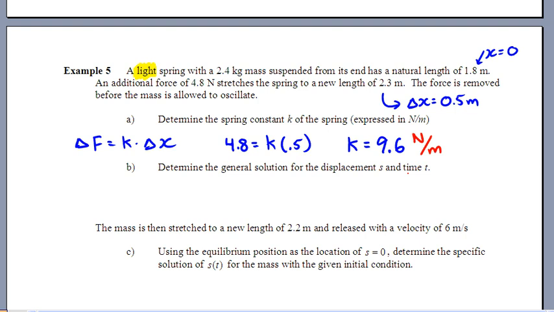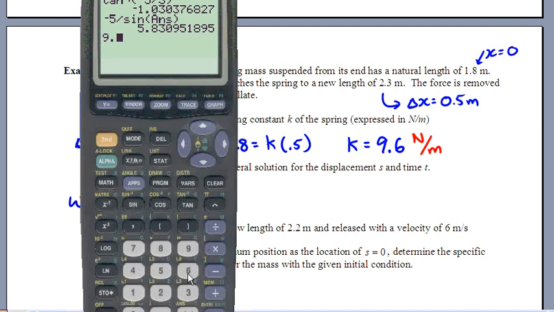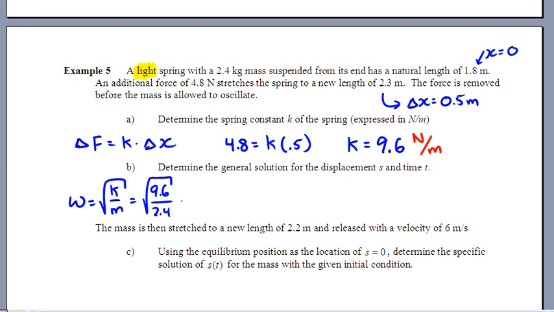Well, to do that, we're going to need to know the omega. So we have the K, we have the M. I know that omega, the bouncing rate, is the square root of K over M. So it's going to be the square root of 9.6 all on top of 2.4. Okay, well that sounds like it's going to be a nice number. Double checking. Yep, that's a 4, all right. So we've got the square root of 4. We've got a nice healthy 2 for our bouncing rate, 2 radians per second.